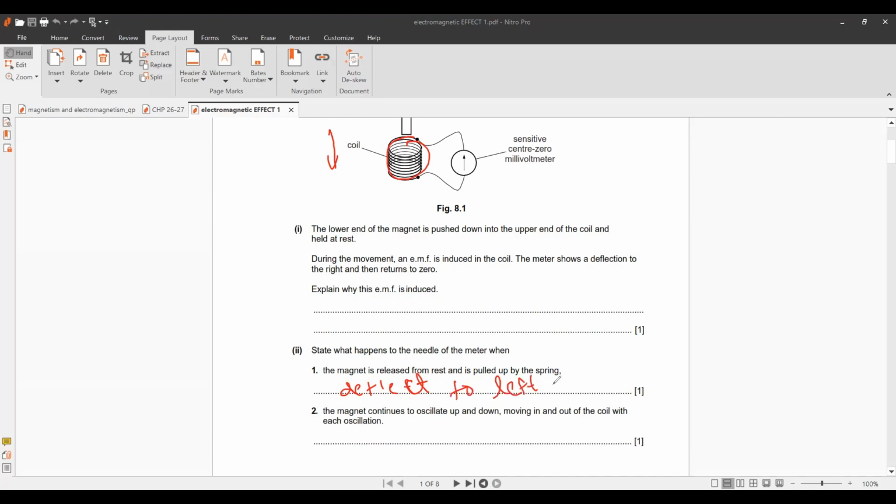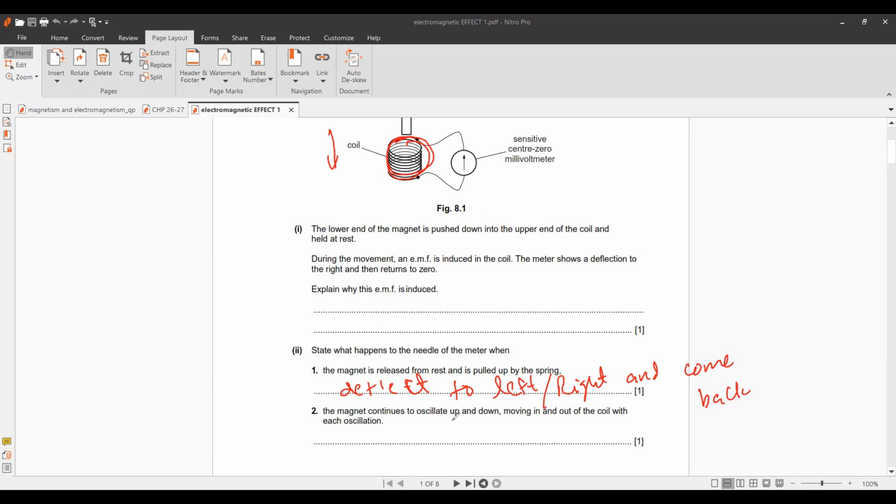But the deflection is to the left or right, stationary? Whatever the choice is yours, and then it comes back to zero. And why is it coming back to zero? Because when the magnet is at the top position, it is completely up, no more magnetic field lines are cutting the coil, so the meter will come back to zero.